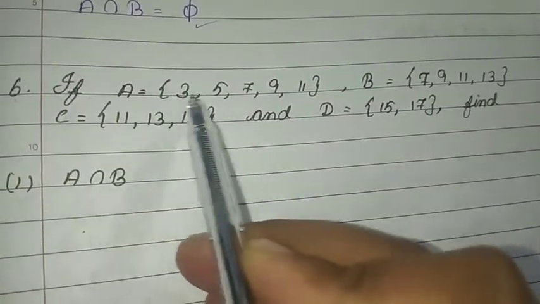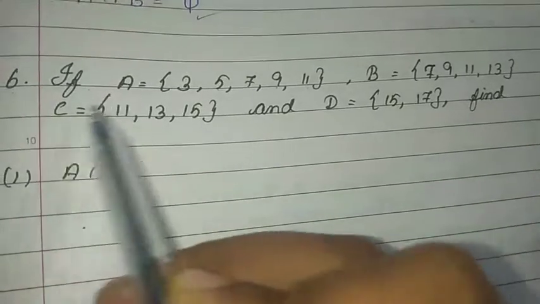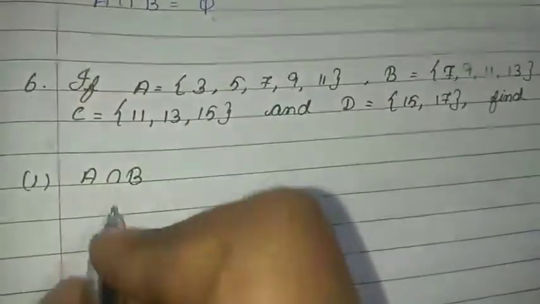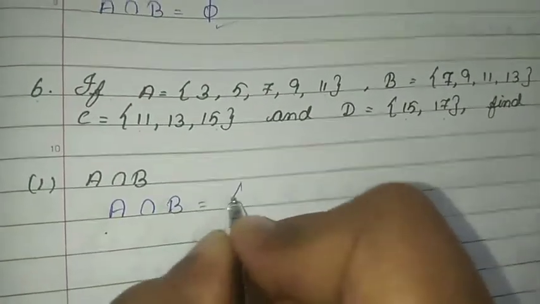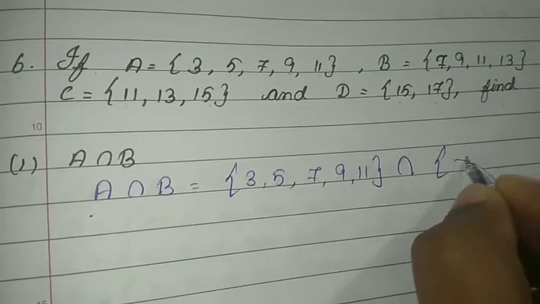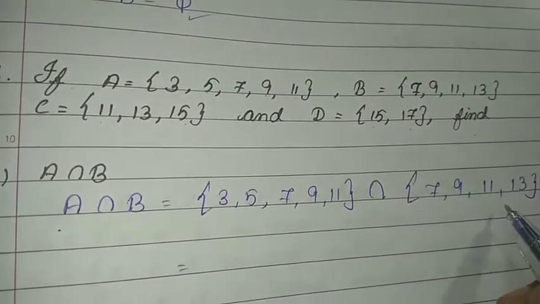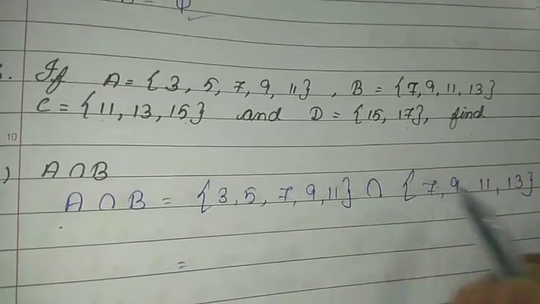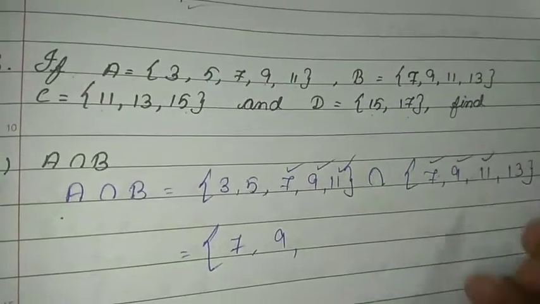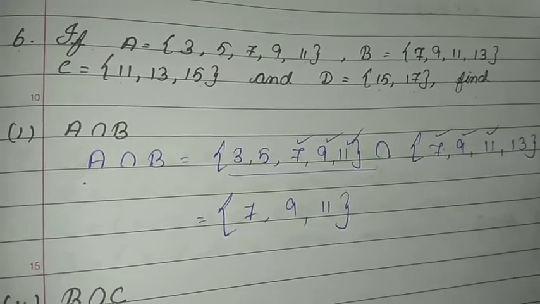Question 6. If A is equal to {3, 5, 7, 9, 11}, B is equal to {7, 9, 11, 13}, C is equal to {11, 13, 15}, and D is equal to {15, 17}, find A intersection B. So I will write A intersection B is equal to {3, 5, 7, 9, 11} intersection {7, 9, 11, 13}. Now here we have to check what all is common. 3 is here, not here. 5, no 5. 7 is here and here, so I will write 7, then 9 and 9, then 11 and 11. So that's it, my set here is over. 7, 9, 11 are the common elements.